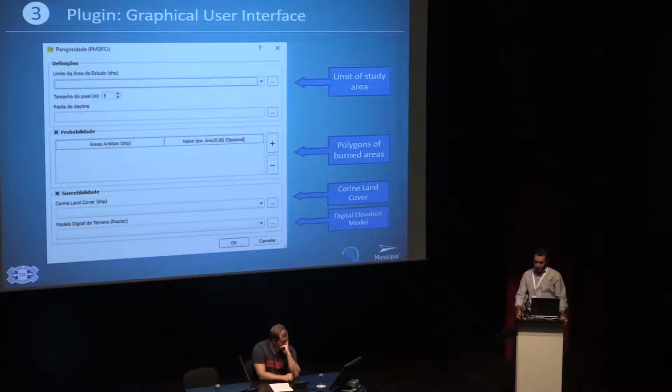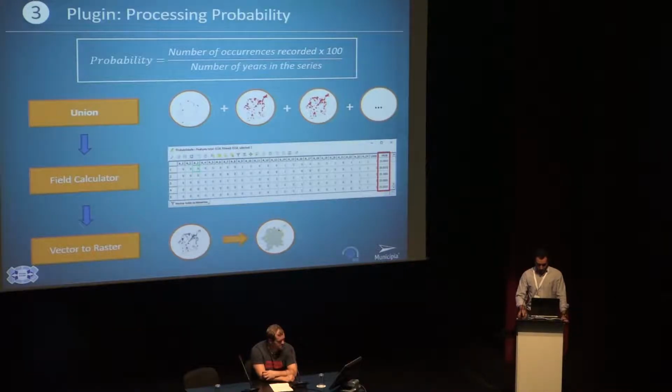This is the graphical interface of our plugin. It's very simple. The required data to run the plugin is only the limit of the study area, the polygons of burnt areas by year, the land use and land cover, and the digital elevation model. All these data are available on the internet for free.